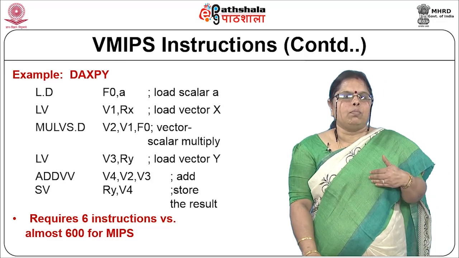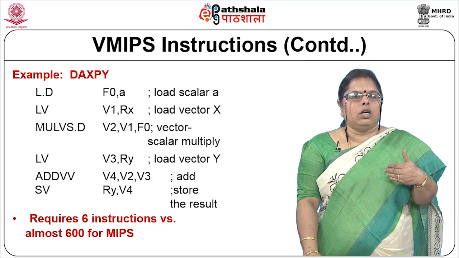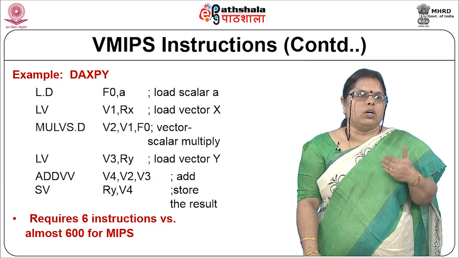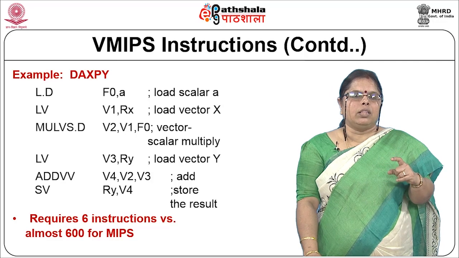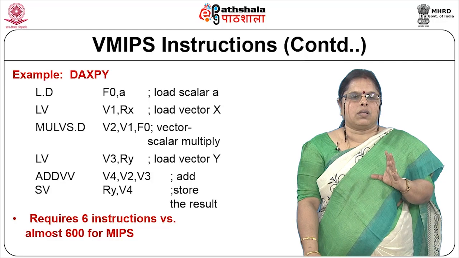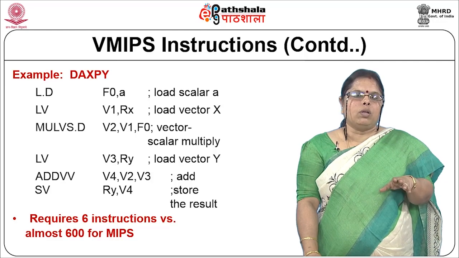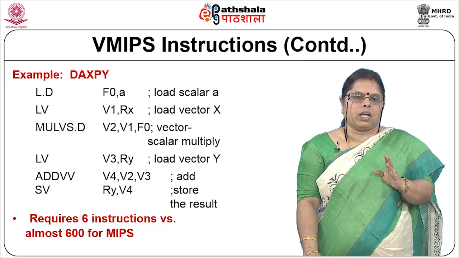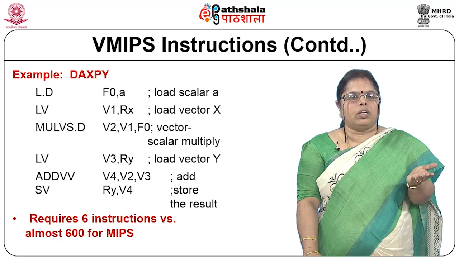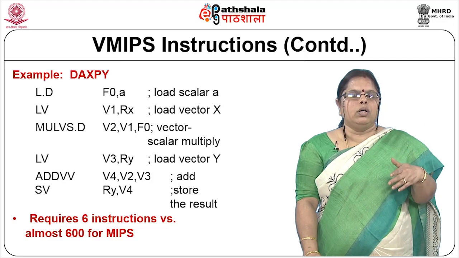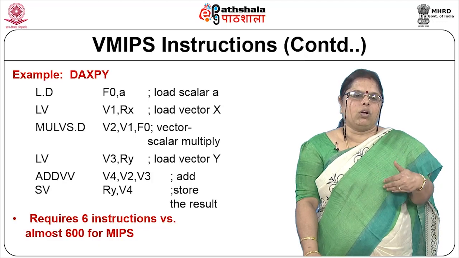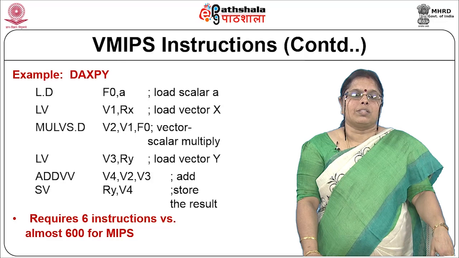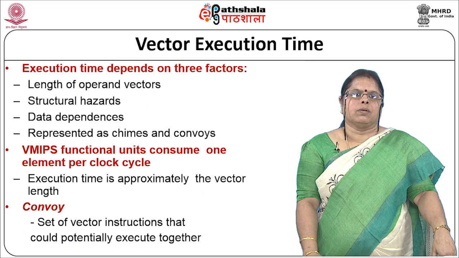So, this is an example of a DAXPY loop which we have already seen in a number of cases earlier. If you look at this, in terms of vector instructions it requires only 6 instructions. If this is going to be implemented on a conventional MIPS architecture, as I already pointed out, it has to come as a loop. The loop has to be executed multiple times. You have the loop maintenance code and all that. So, it will require almost 600 instructions for the MIPS architecture.